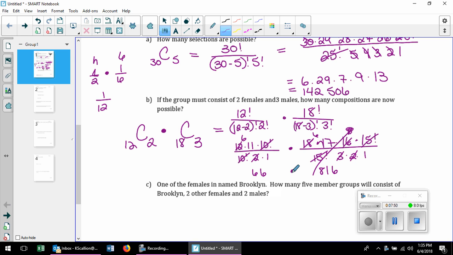Multiplied by 66. And so that equals 53,856. That's how many possible combinations there are of groups of five with the restrictions two females, three males. So the key thing here is to remember that you're going to multiply them together. All right.